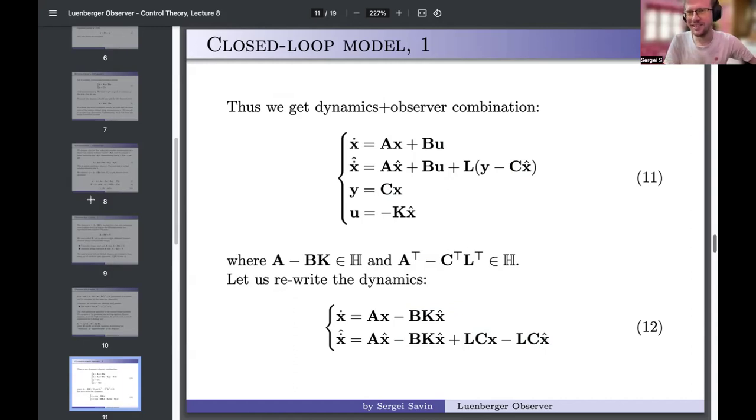Now here's the question: can we claim that it is stable? So far, I don't see how we can do it. Indeed, the observer itself is stable in terms of observation error. Observation error is going to go to 0. That is true. But does it mean that the system itself is going to be stable? So the combination of the robot plus the observer, will they behave stably?